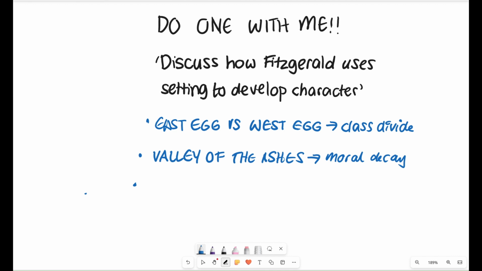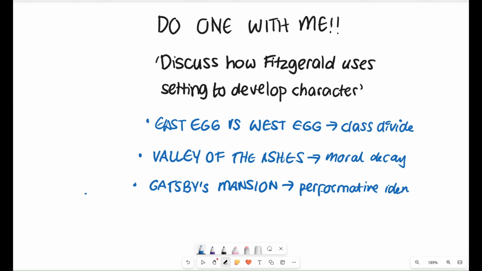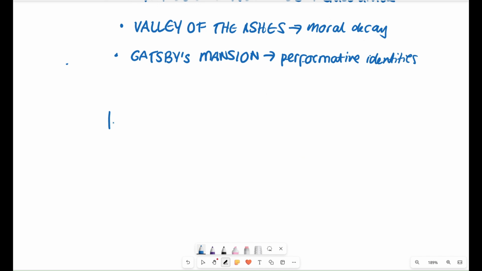Okay. Yeah, Gatsby's mansion. So, for those of you who don't know, Gatsby threw huge parties within his mansion, and basically it showed how being rich was a performance. So it shows performative identities. Cool. Now I'm going to plug this into my formula. So we have our what, we have our how, and we have our why.